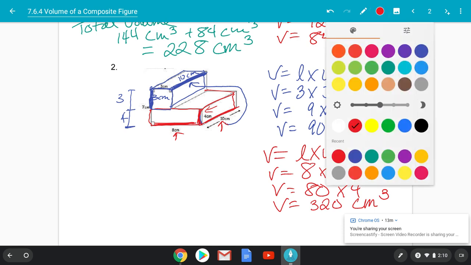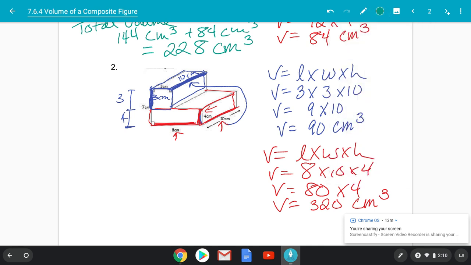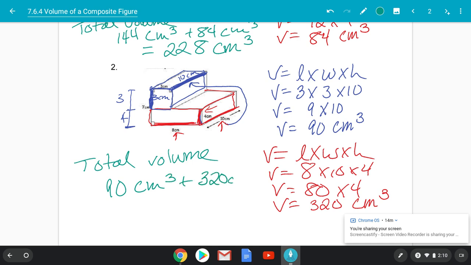Now we're not done yet though, because we need to find our total volume. This is a composite figure, so it's not just looking at the volume of the top or the side. So for our total volume, we're going to do 90 centimeters cubed plus 320 centimeters cubed to get a total composite volume of 410 centimeters cubed.